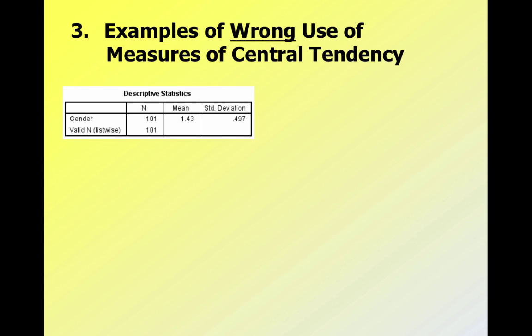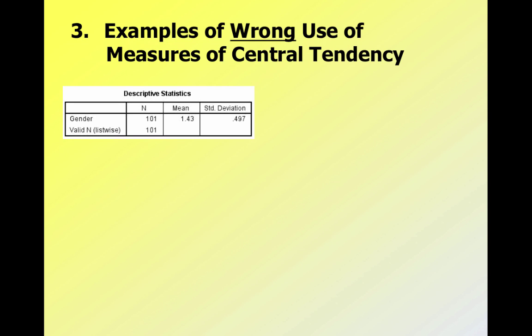But look at this, we calculated the mean out of these 101 people, as well as the standard deviation, which we'll learn about in the next chapter. But let's just focus on this mean and our sample size. Does it make sense for us to say that the average gender is 1.43? Does that make sense, knowing that 1 means male and 2 means female? How would we interpret this 1.43 average gender? We can't, right? It doesn't make sense.